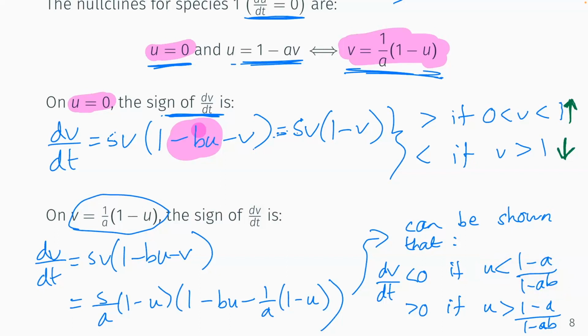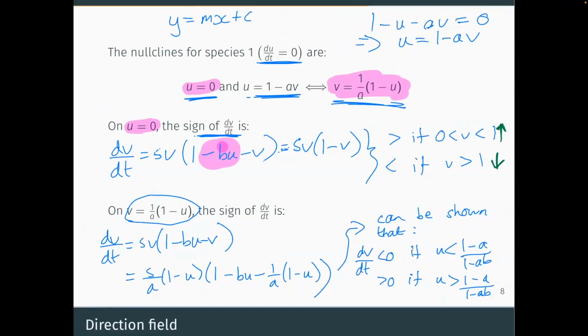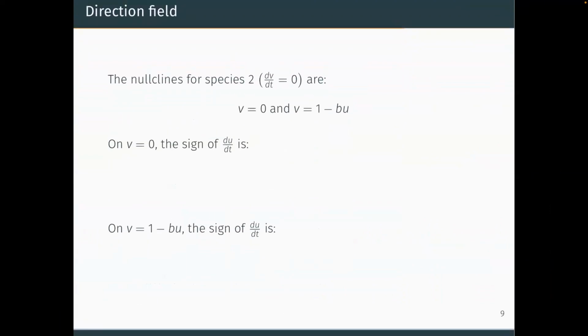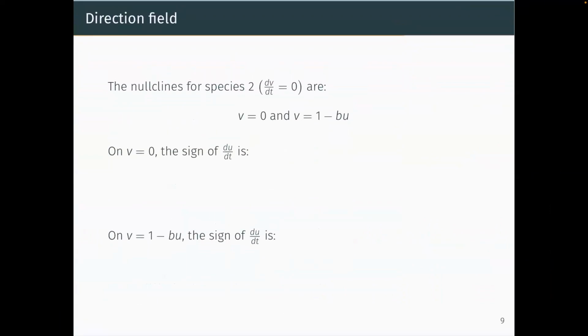Okay. And that should kind of make sense, right? Our coexistence equilibrium occurs when we have the intersection of these nullclines. On one side of the nullcline, dv dt is going to be positive. On the nullcline, dv dt is going to equal 0. And on the other side of that nullcline, dv dt is going to be negative. So the fact that we pass through an equilibrium, we're passing through a nullcline, and therefore we must be changing the sign of our derivative here. Okay, maybe spend a couple of minutes here, see if you can do the same for species 2.